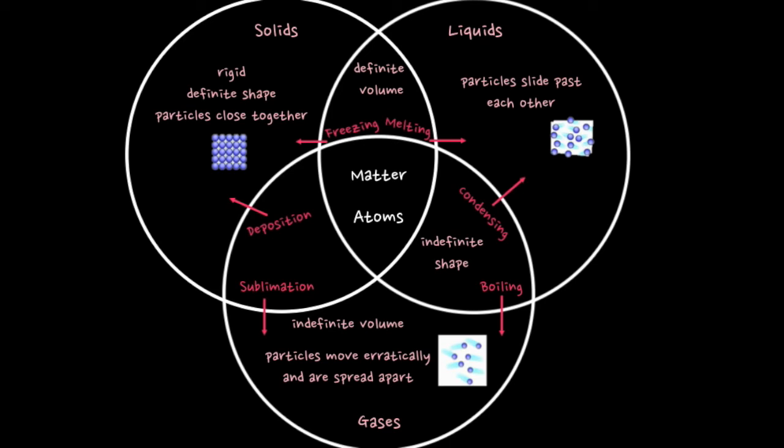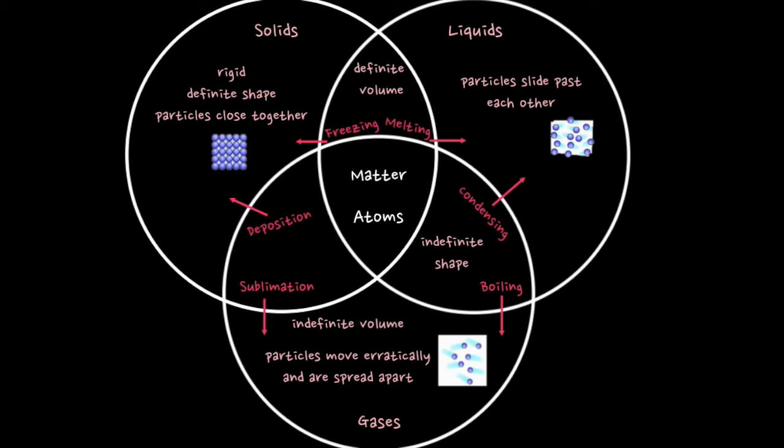Here we have a Venn diagram of the different states of matter. Now you may want to copy this down because you can expect to see this information on either a quiz or a test. Solids are rigid, have a definite shape and definite volume, and the particles are close together. Like solids, liquids have a definite volume, however, they have an indefinite shape, and the particles slide past each other. Now, because solids and liquids have a definite volume, they are not able to be compressed.